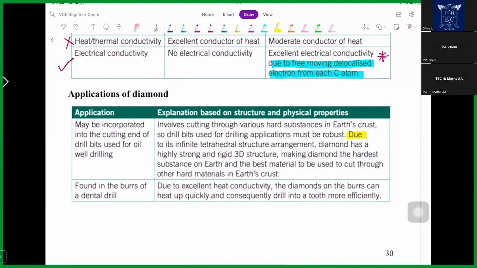Due to its infinite tetrahedral structure arrangement, diamond has a highly strong and rigid 3D structure, making diamond the hardest substance on earth. So that is one reason. When they ask why it is hard, you should be able to make use of this term: infinite tetrahedral structure arrangement. Infinite is not so important. The important part is the tetrahedral structure arrangement, a strong and rigid 3D structure.